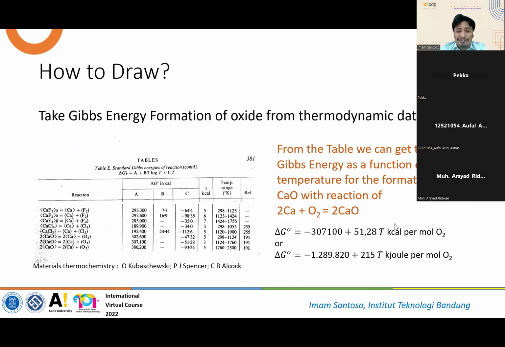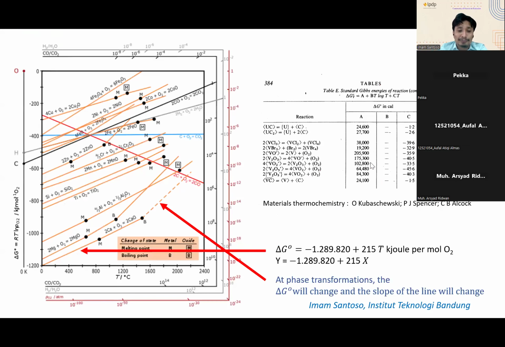Therefore, we can write this Gibbs energy in two types. First, in calories, and second, in joules. A calorie is always smaller than a joule. From calories to joules, you have to multiply, not divide, sorry, you have to multiply by 4.2 because 1 calorie is 4.2 joules. So this is the shape of the line. We need to draw the line of minus 1 million something plus 215T. So this is the line.